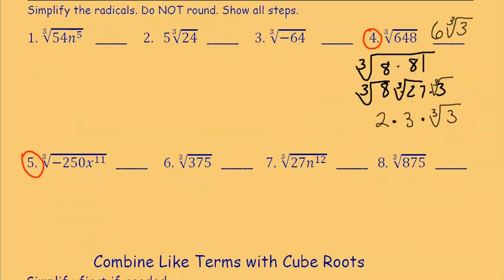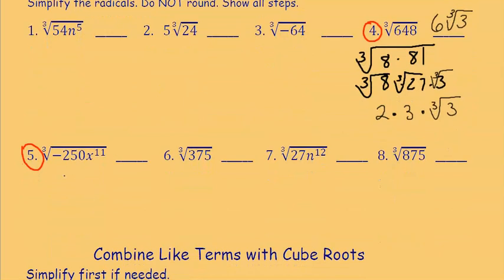Let's look at number 5. The cube root of negative 250 x to the 11th power. The first thing you want to do is separate the number from the variable, simplify them, and then bring them back together. So we have negative 250. It has a negative, so we can factor out a negative 1.